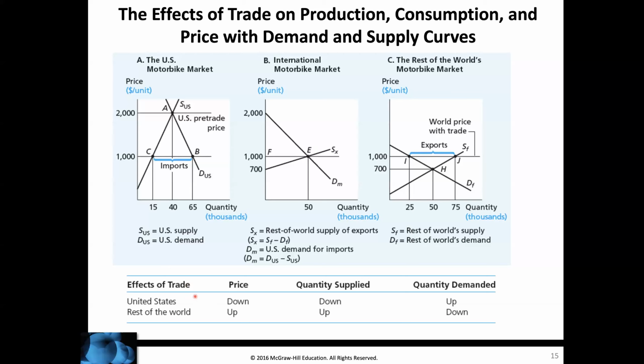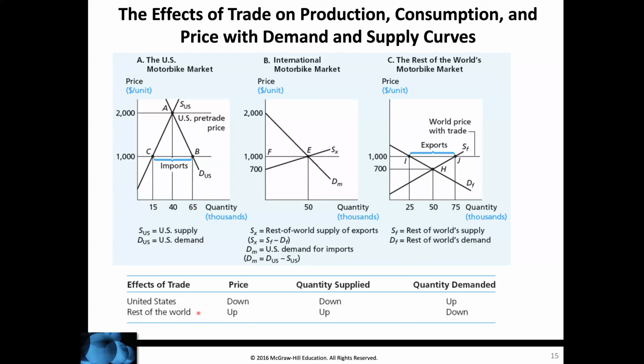So the effects of this trade, when we open borders and allow free trade, in this example, in the US, the price went from 2,000 down to 1,000. The quantity supplied domestically went down to 15,000 supplied at the price of 1,000. But the quantity demanded jumped up to 65,000. And so the amount from 15 that's supplied domestically to 65 are imports.